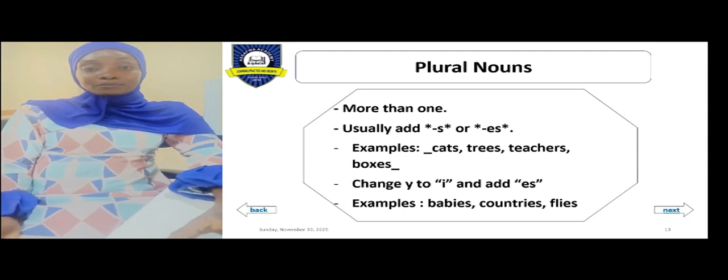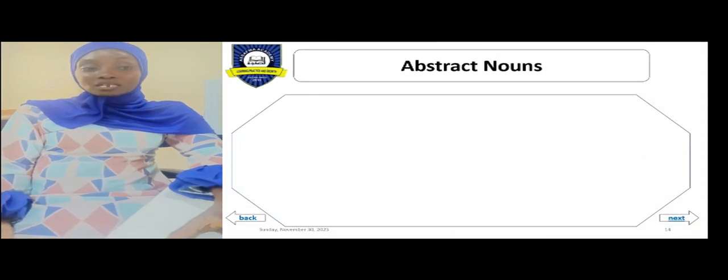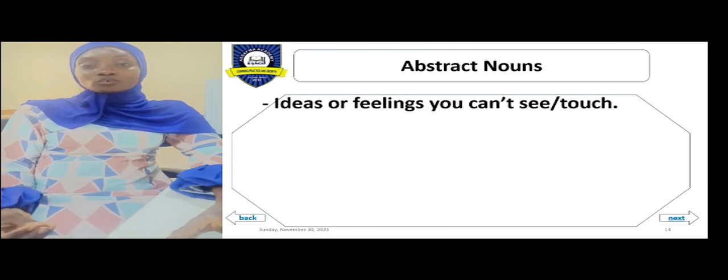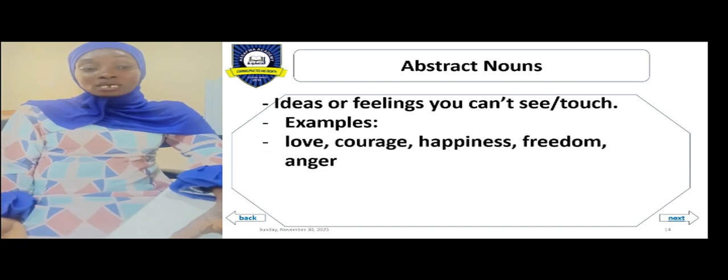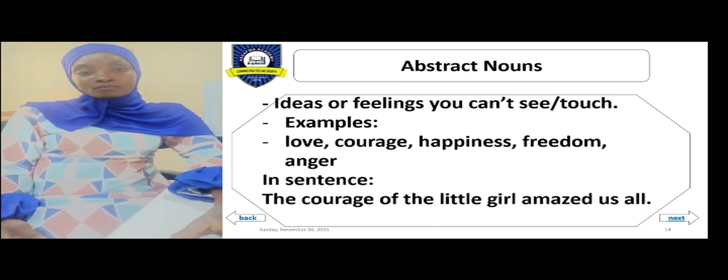Now, we also looked at abstract nouns. What is an abstract noun? Abstract nouns are ideas or feelings, names of things you cannot see, touch, hear, or smell. Examples: we have love, courage, happiness, freedom, anger, and so on and so forth. In a sentence: the courage of the little girl amazed us all.